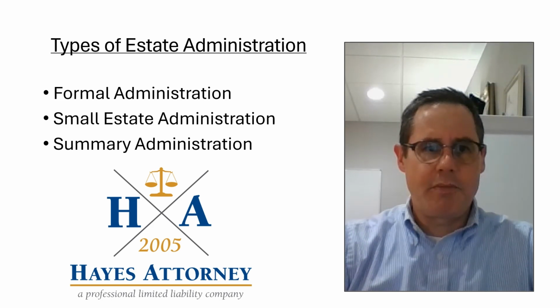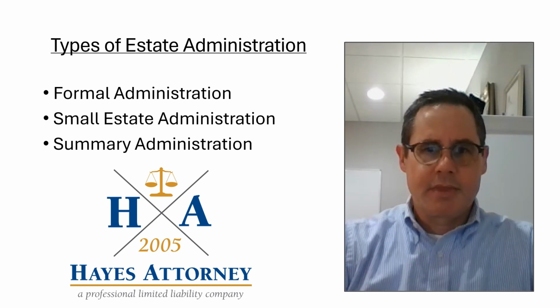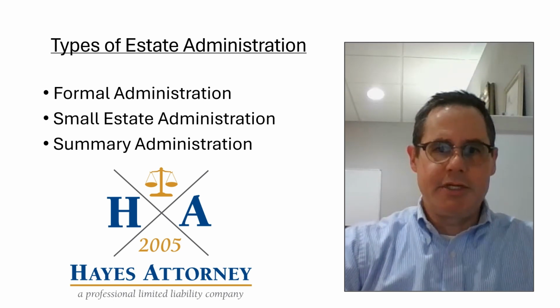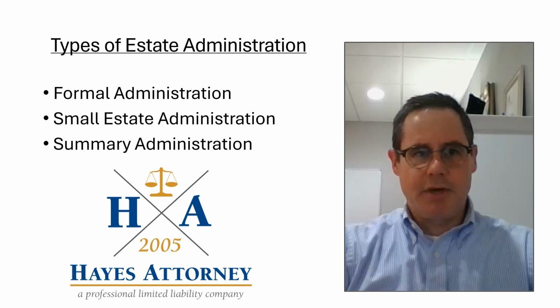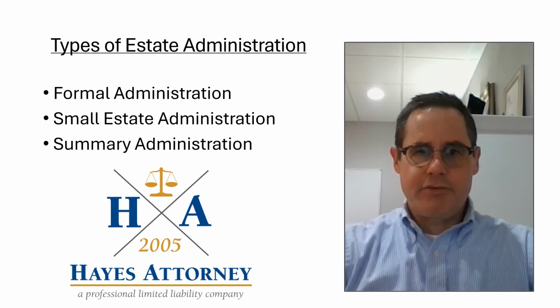Carolina. You have your formal administration, which is your typical administration. We'll get back into that in a few minutes. And then you also have a small estate administration if it qualifies as a small estate, and you also have a third type, which is called a summary administration. And they are all three different, and they all require their own rules, their own set of procedures that one must go through in order to complete each type of administration.